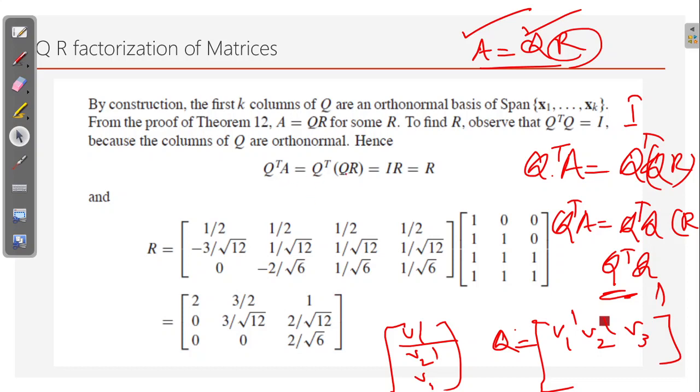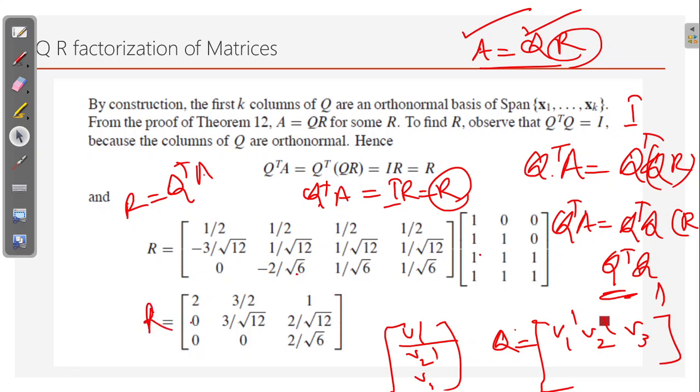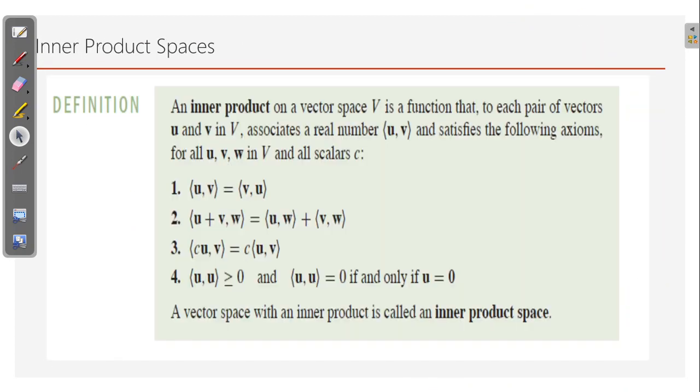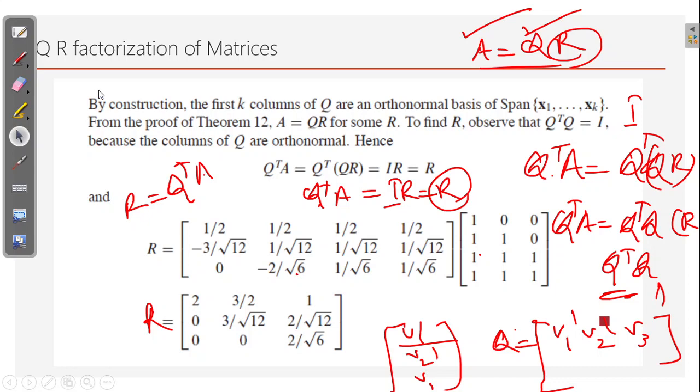So Q transpose into A equals, on the RHS, identity matrix I into R, which is equal to R. So we got the formula for R. R is equal to Q transpose into A. That means you take the transpose of the Q matrix and multiply with A, then you will get R. That is the QR factorization. So that is also done.